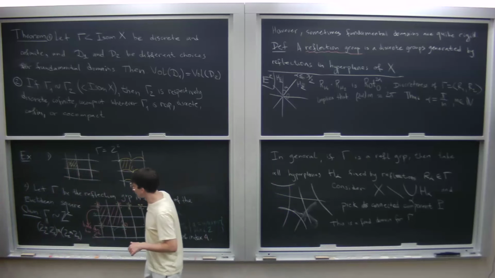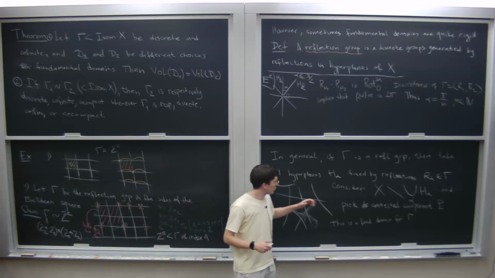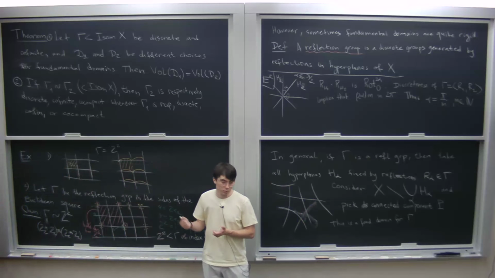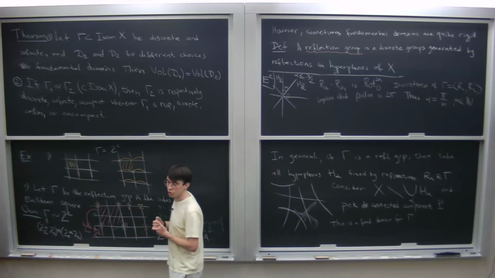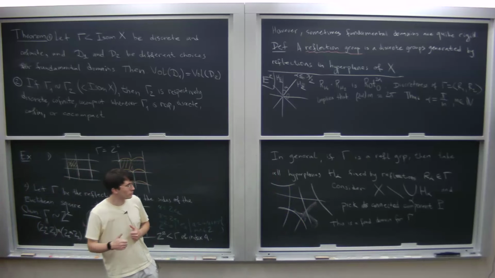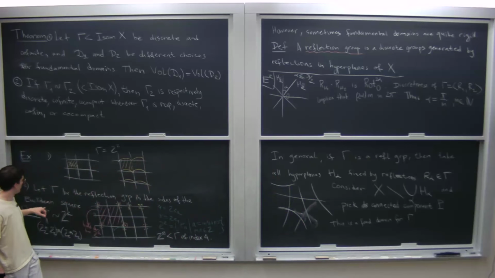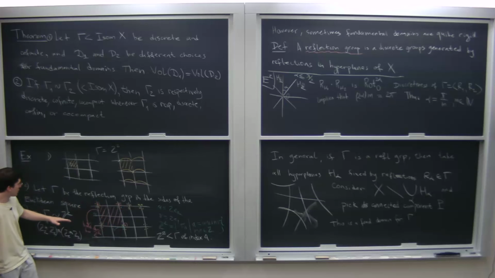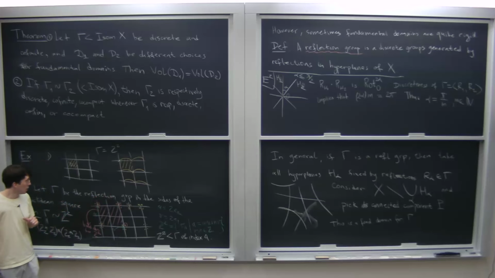Generally, we want to understand when the groups are cofinite, co-compact, finitely generated, and so on. In this particular case, I took the group gamma generated by all reflections, but in fact I obtained the group generated by just 4 reflections in the sides of my triangle.